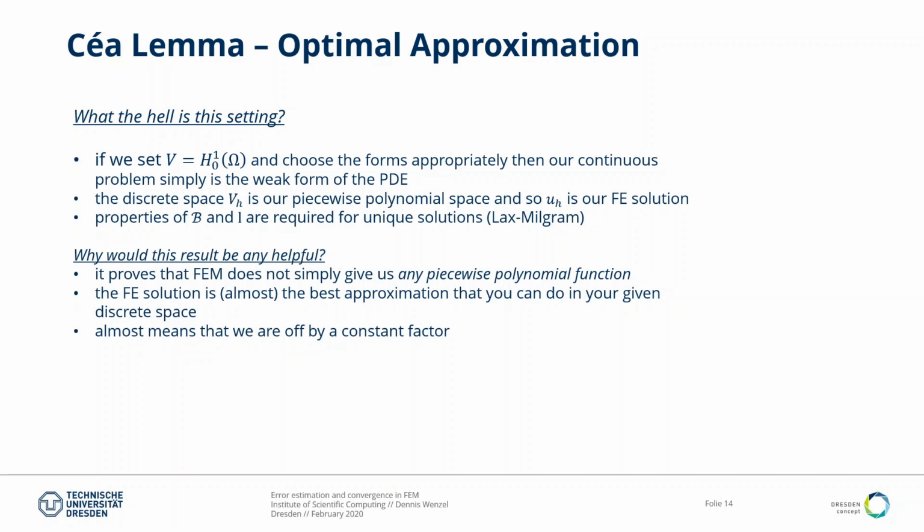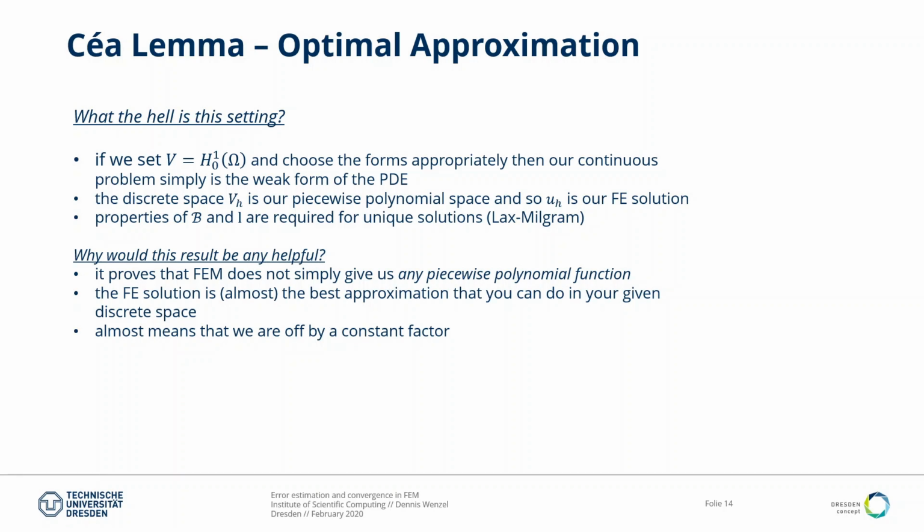Then we have already in the last lecture seen that if we choose the forms appropriately, then this variational formulation of the continuous and the discrete problem is essentially just the weak form of our PDE. As I already said, the discrete space VH usually will be our piecewise polynomial space, and this makes UH our finite element solution, because that's exactly what FEM is doing. It computes some function in this piecewise polynomial space such that the equation holds for all test functions in the discrete space.